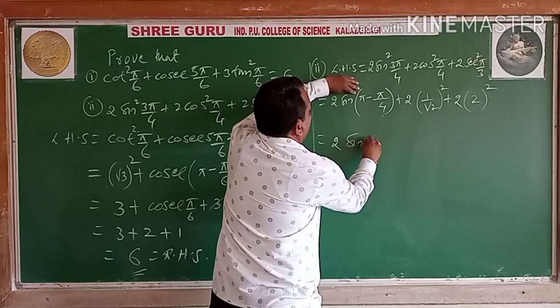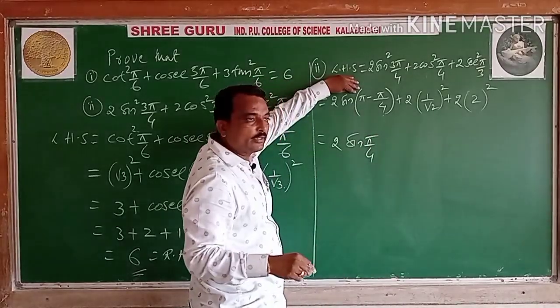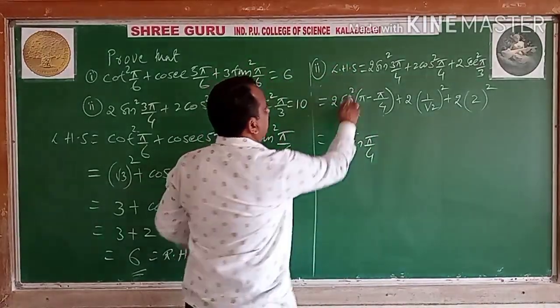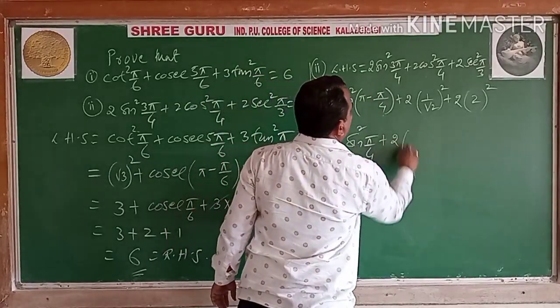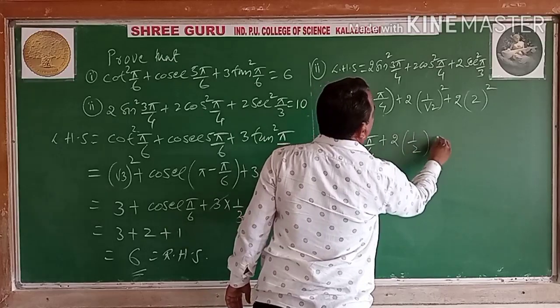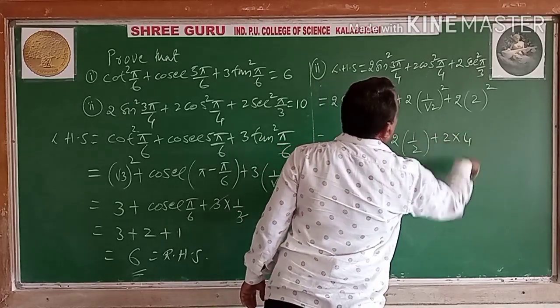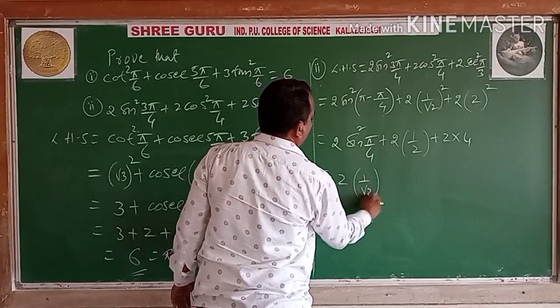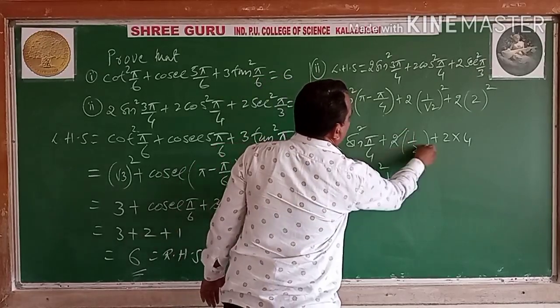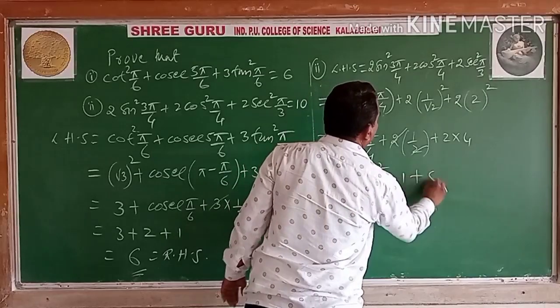This is equal to 2 into sine pi minus, no changes. Sine only. Which quadrant, student? Second quadrant. In the second quadrant, sine positivity. Square is there, square as it is. Plus of 2 into, simplify this one. 1 by 2 plus 2 into 4 it is. 2 into, what is sine pi by 4? 1 by root 2, square of this one. This 2 gets cancelled here. 1. Then this is 8.